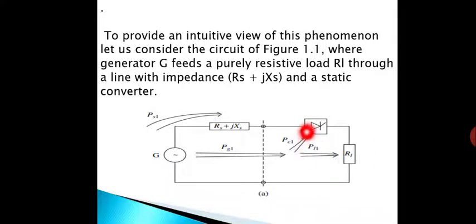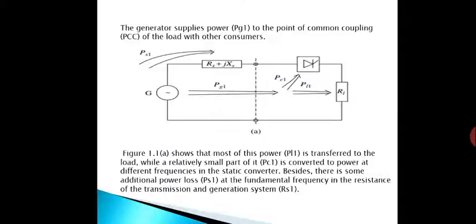But some of this one is being absorbed in PC1 and most of the rest is there in the transmission line losses, that is PS1. So this we study here. The generator supplies a power PG1 to the point of common coupling. So this one, point of common coupling is PCC of the load with other consumers.